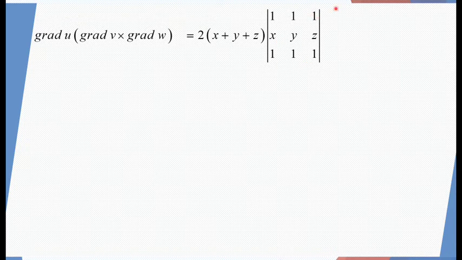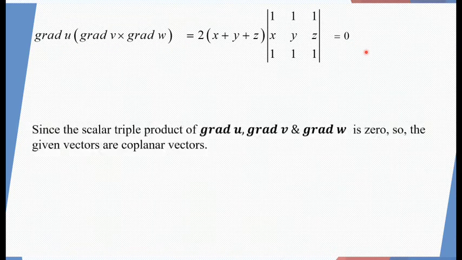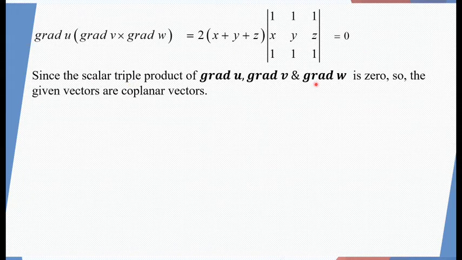Now see, R1 and R3 both are the same, and in a determinant we know that if any two rows or any two columns are identically the same, then the value of the determinant is always 0. So the value of this entire expression is 0. That is, grad u dot grad v cross grad w is equal to 0. So hence these three, grad u, grad v and grad w, are coplanar vectors.